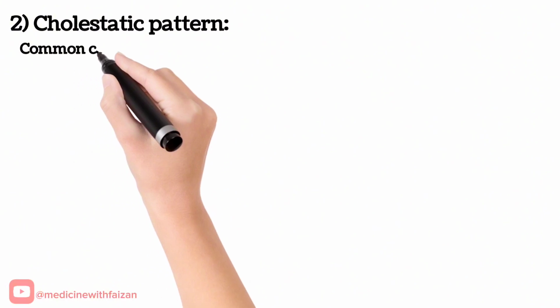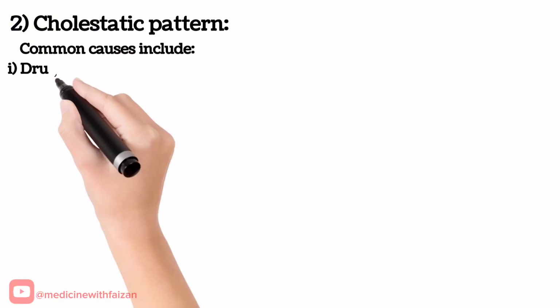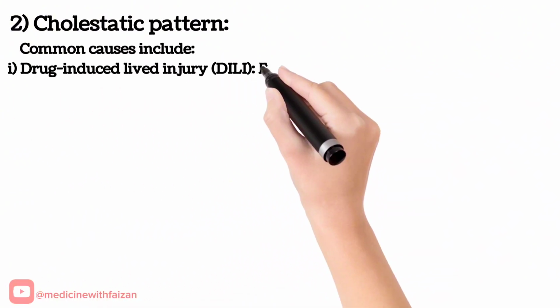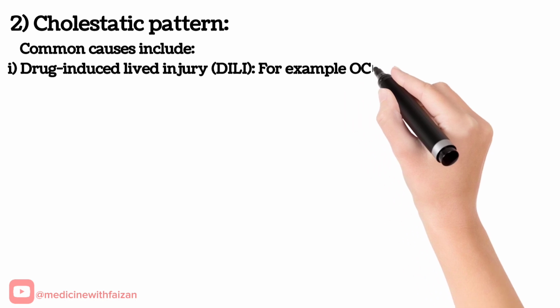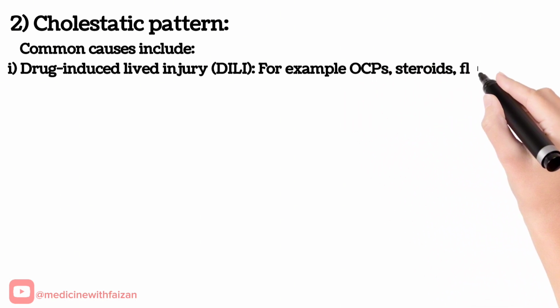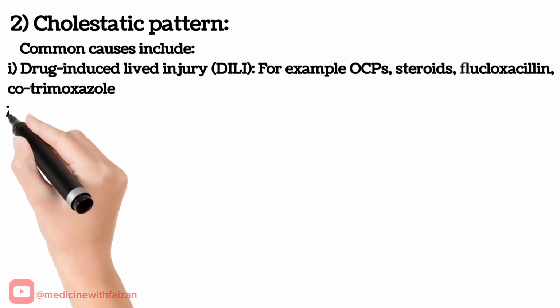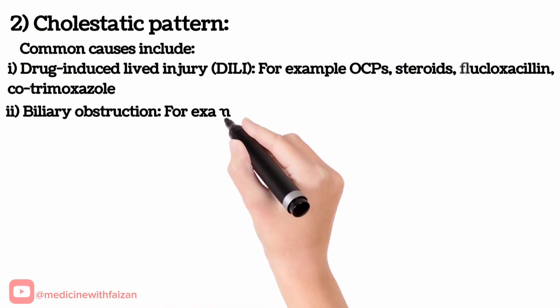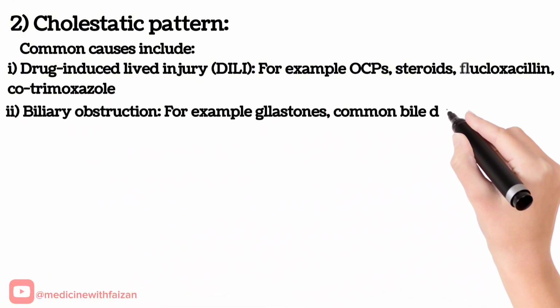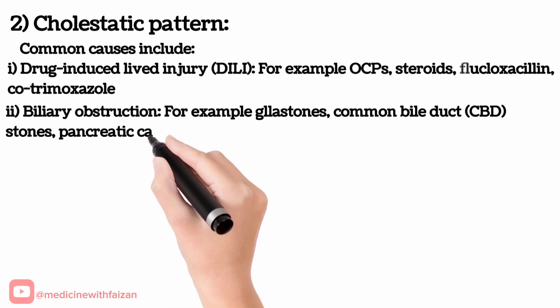Now cholestasis can be due to drug-induced liver injury, also known as DILI. The drugs causing this pattern can be oral contraceptive pills, steroids, flucloxacillin, and cotrimoxazole. Other causes of cholestasis include biliary obstruction, for example gallstones or CBD stones, or in fact pancreatic cancer.